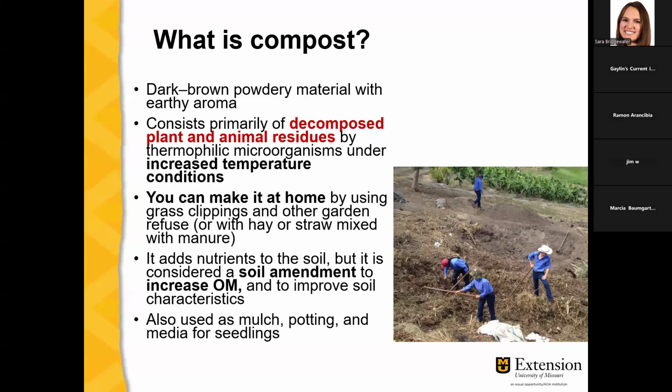You can make the compost at home, or you can buy it in the store. At home, you can use grass clippings and other garden refuse, or, for example, hay or straw mixed with manure. The compost, as I mentioned, will add nutrients to the soil, but it is considered mostly as a soil amendment to increase organic matter. It's not used as a fertilizer, but it does include nutrients in the soil that plants can use. But it's mainly added as organic matter to improve soil characteristics.